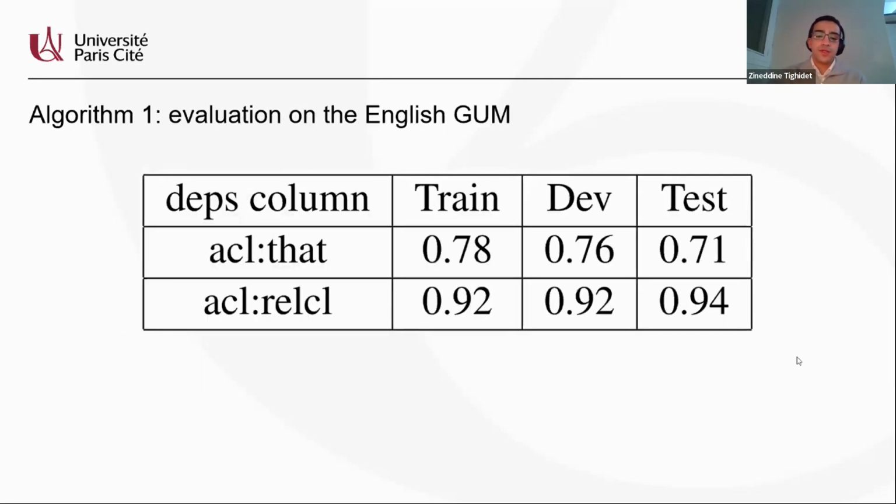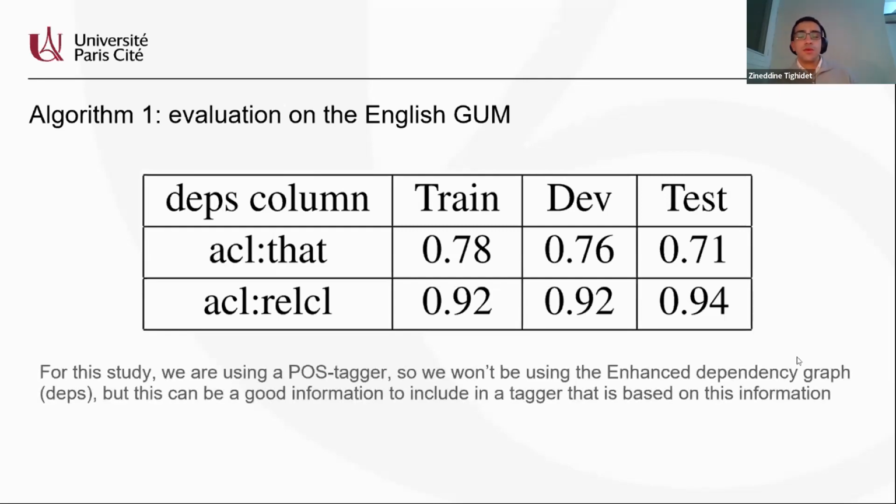The first heuristic was applied to the English GUM corpus on the 3 available files on the GitHub repository, so train, dev, and test. And we have computed the accuracy. As you can see, compared to the RLCL or ACL, the ACL label is more complex to build, which gives a hint about how challenging it is to annotate the complement clause that.